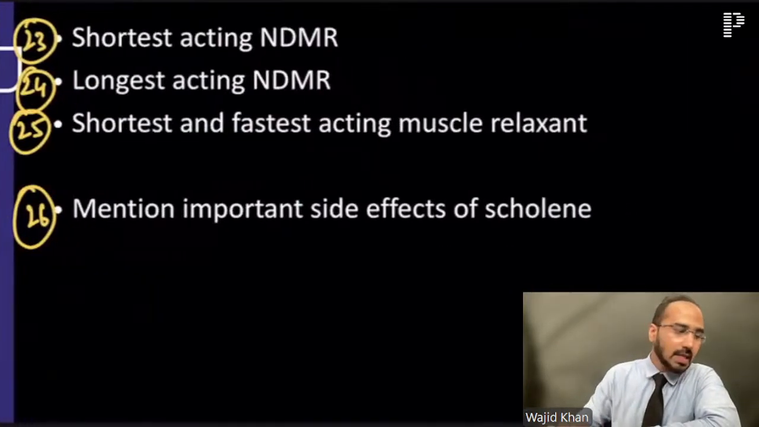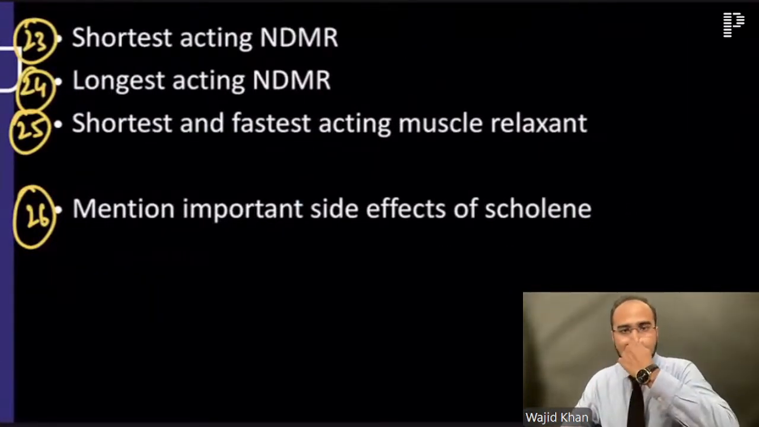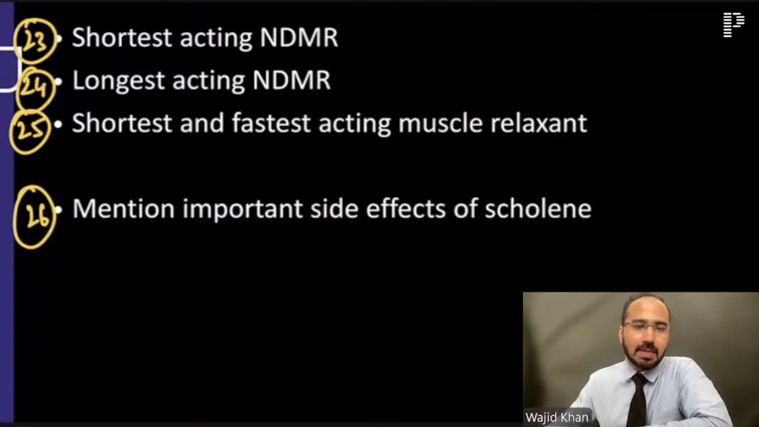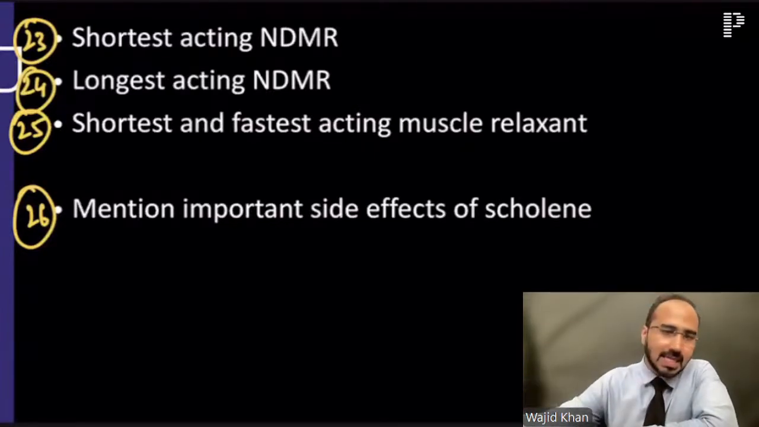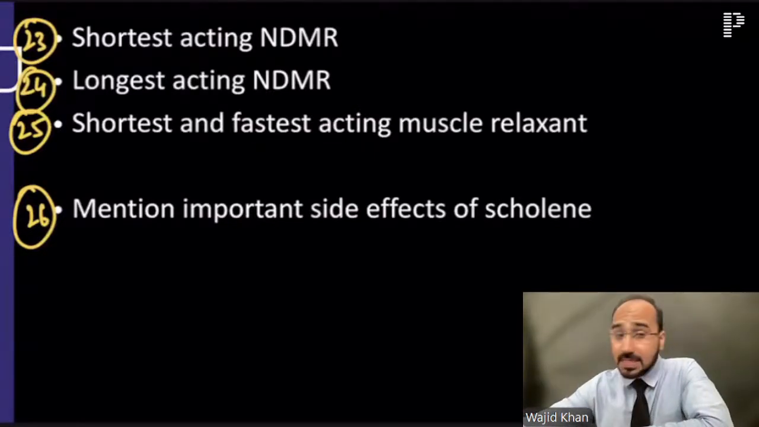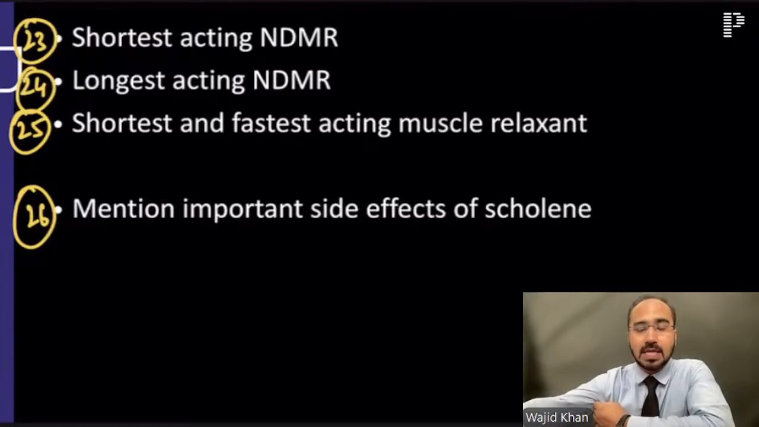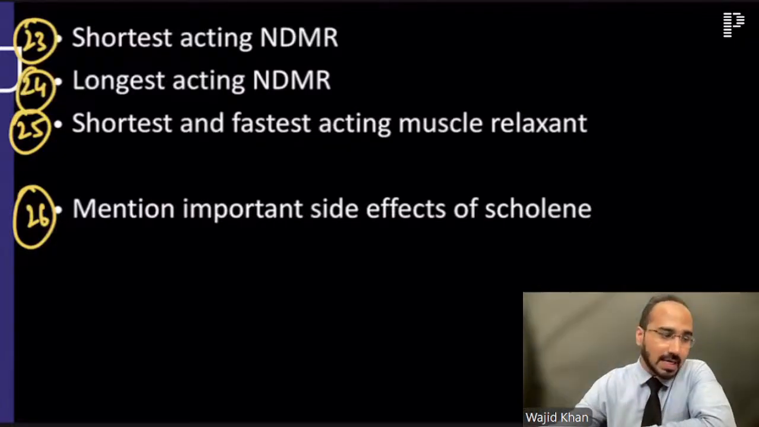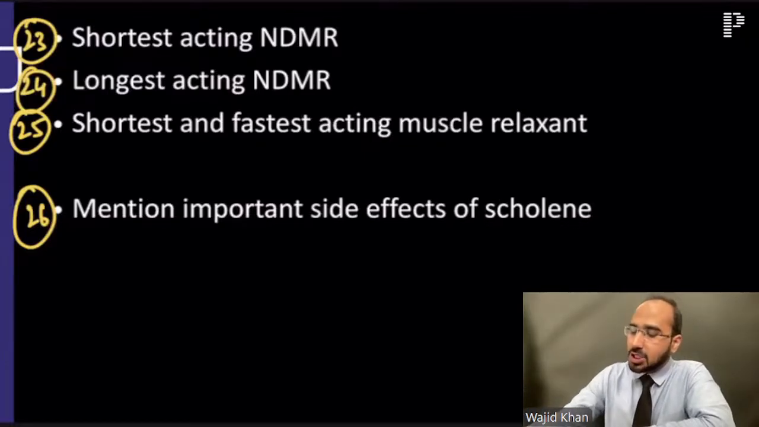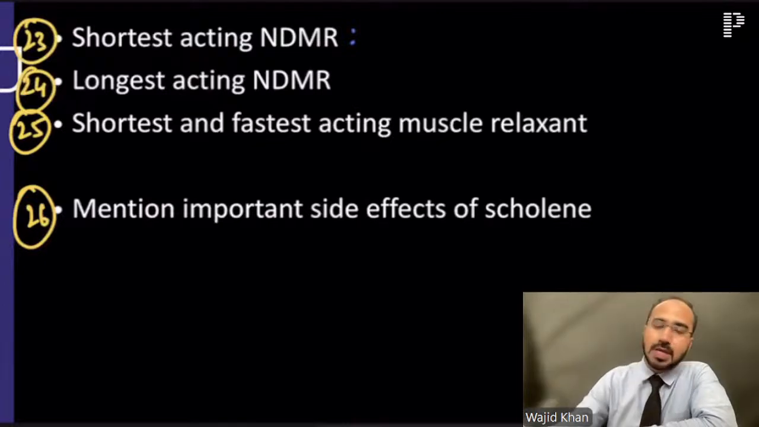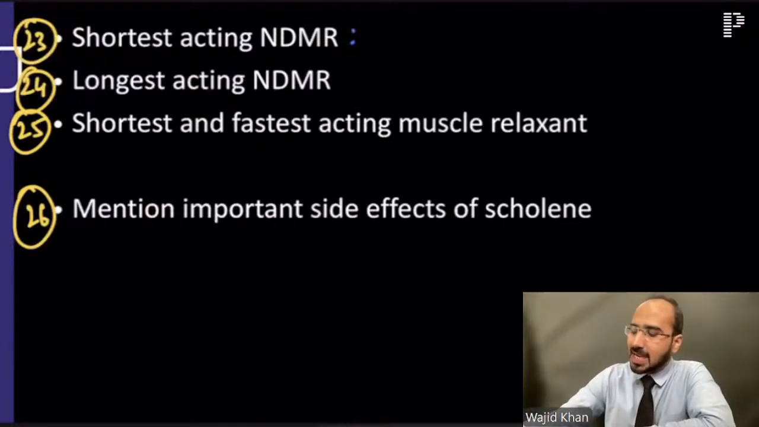Right. Now coming to the muscle relaxant topic, guys. In the muscle relaxant topic, what do you need to remember? Which is the shortest acting non-depolarizing? Which is the longest acting non-depolarizing? Which is the shortest and fastest acting muscle relaxant? And what are the side effects of scoline? Okay. Now look over here, guys. The shortest acting non-depolarizing muscle relaxant. When talking about non-depolarizing, the shortest acting is always mivacurium.